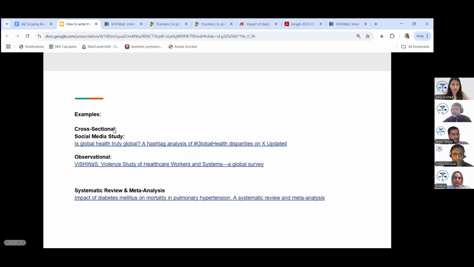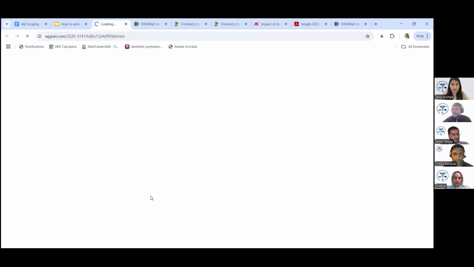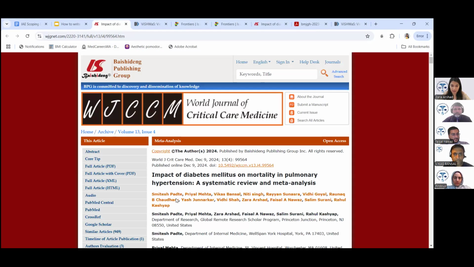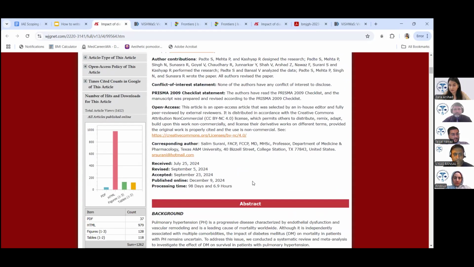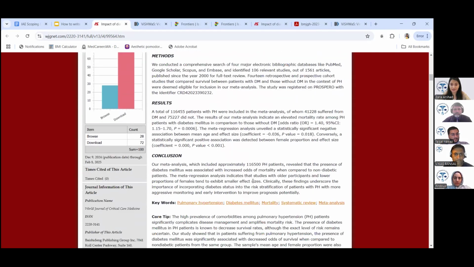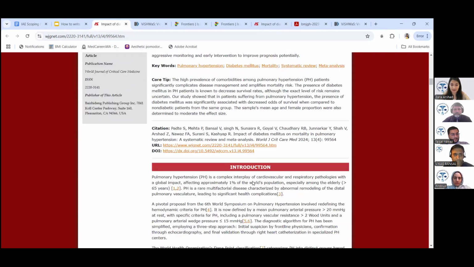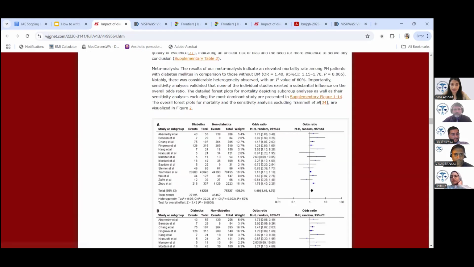Going back to the last study, which is a systematic review and a meta-analysis, which usually are the most difficult to read, but generally are not as bad when you start understanding what's happening in the results. Going down directly to the results section.